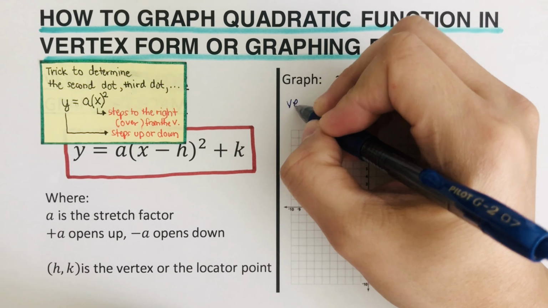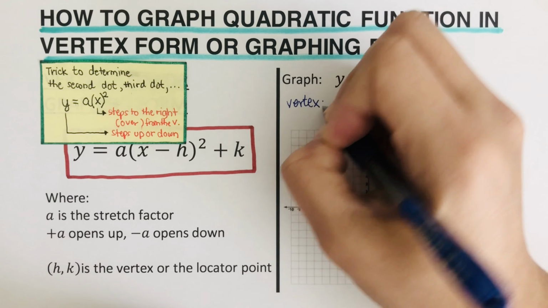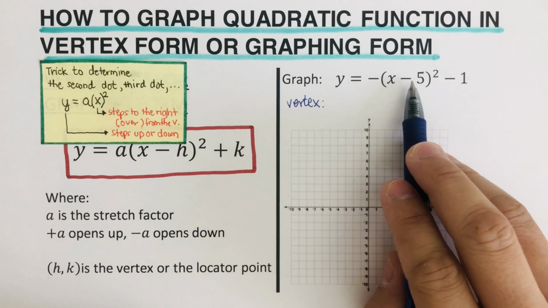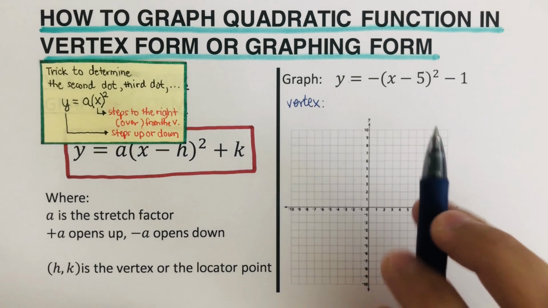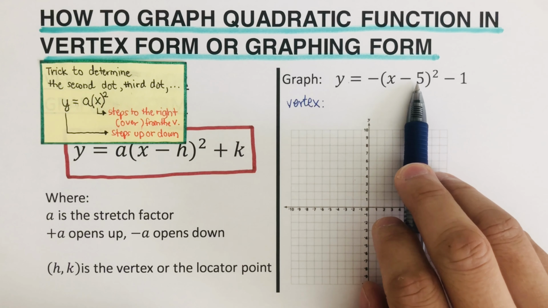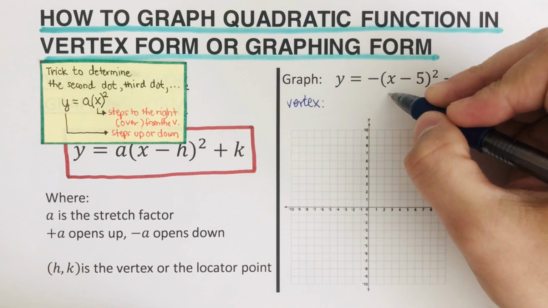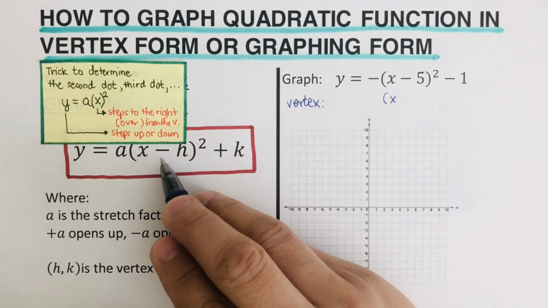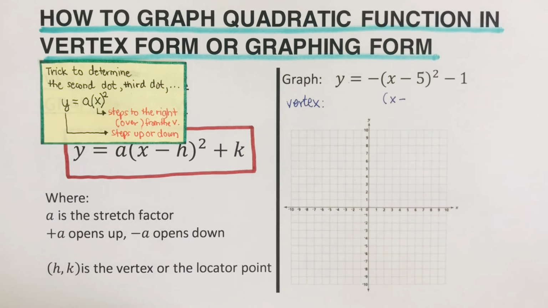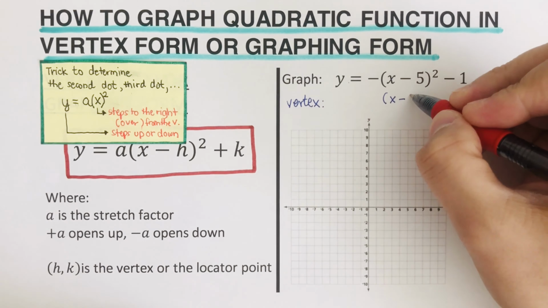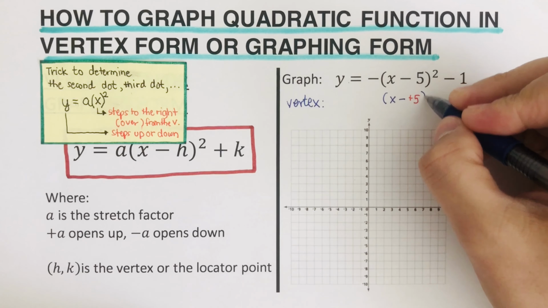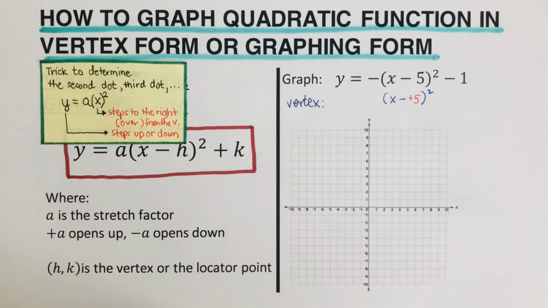Our vertex in this problem is defined here. The vertex is h, k. So this is x minus 5 and minus 1. Please remember that to get the vertex, this h right here was actually positive because it was coming from x minus h. So this was actually x minus positive 5. So originally the h here was a positive 5.